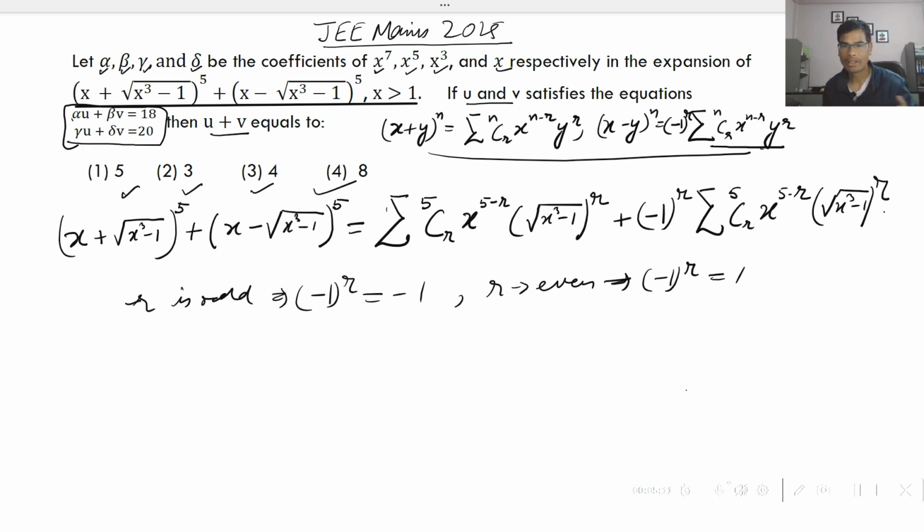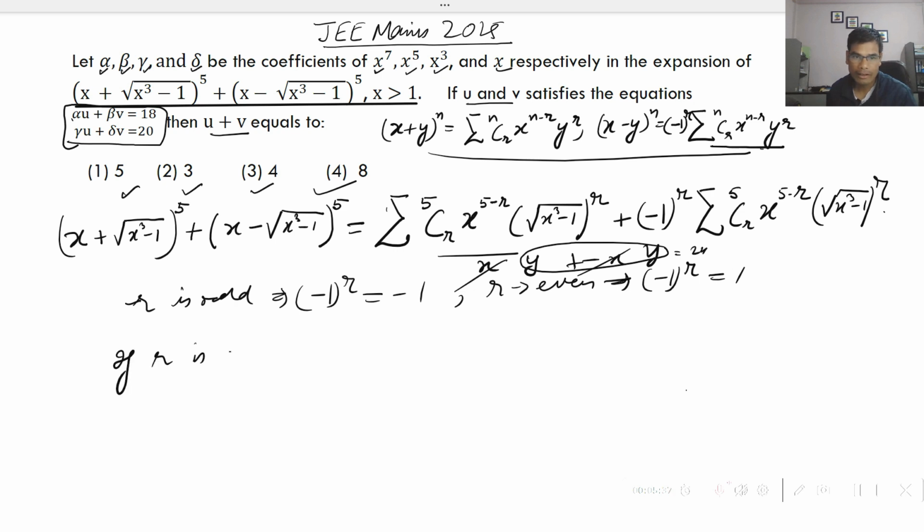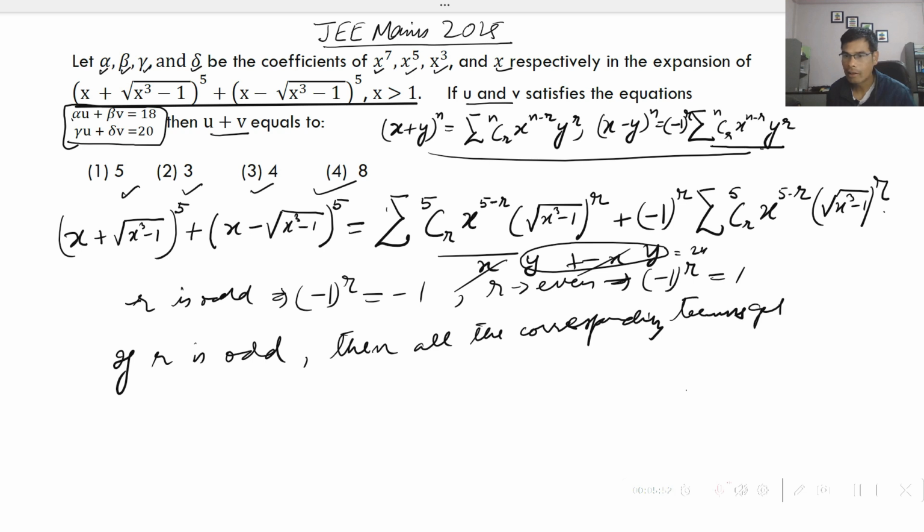So this is a basic thing which I believe you all know. Now if r is odd, then each of those terms will be cancelled. For example, if you get x here, then here you'll get minus x, so this will be cancelled. But if r is even, if we get y here, here also we get y, so we can combine this as 2y. So if r is odd, all the corresponding terms get cancelled.